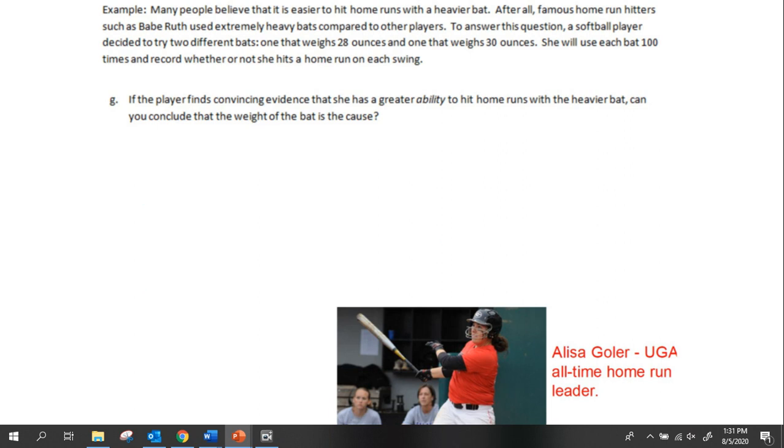If the player finds convincing evidence that she has a greater ability to hit home runs with the heavier bat, can you conclude that the weight of the bat is the cause? Now remember what I said before, you can only do that if it's an experiment, which this is. So your answer would be yes, because all other variables are controlled.